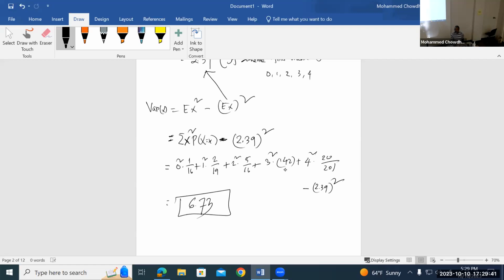Yes. Why do you have to 29 square? Which one? After expected square probability x equal to x, you have to 29 square. Why did I get this? No, is that the minus? This is 29 square? This is the ugly minus. Oh, okay. Ugly minus, this is the formula, okay?